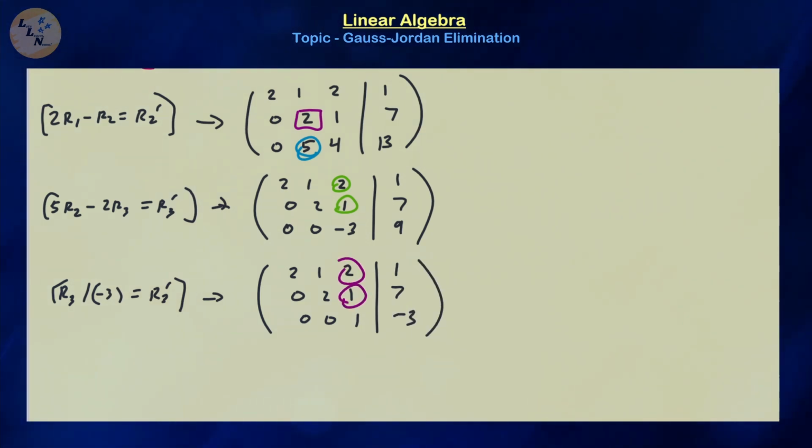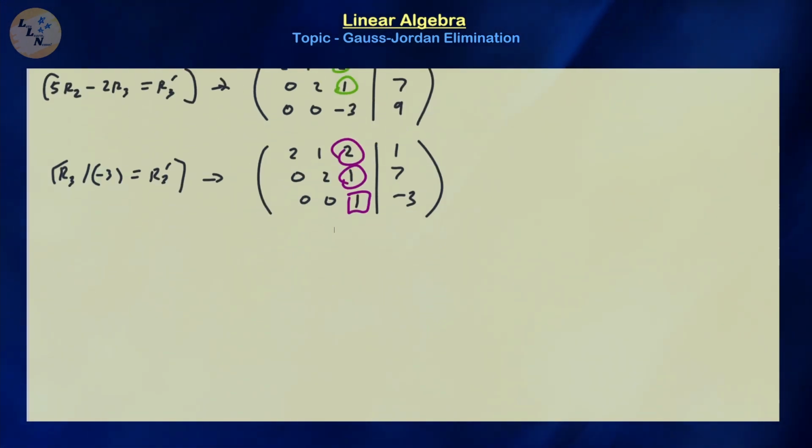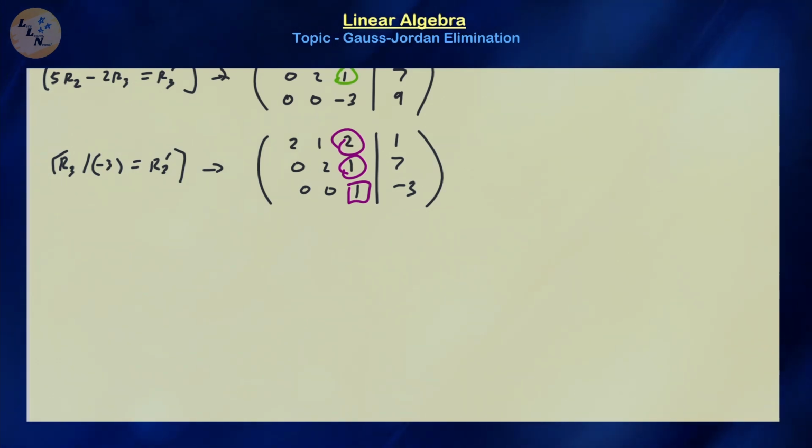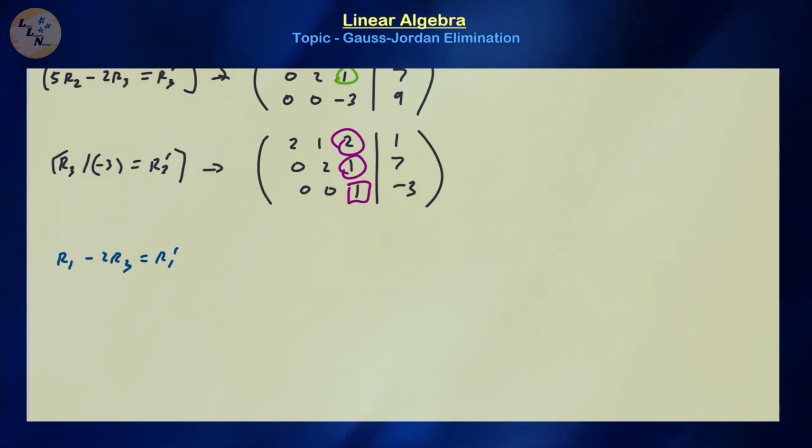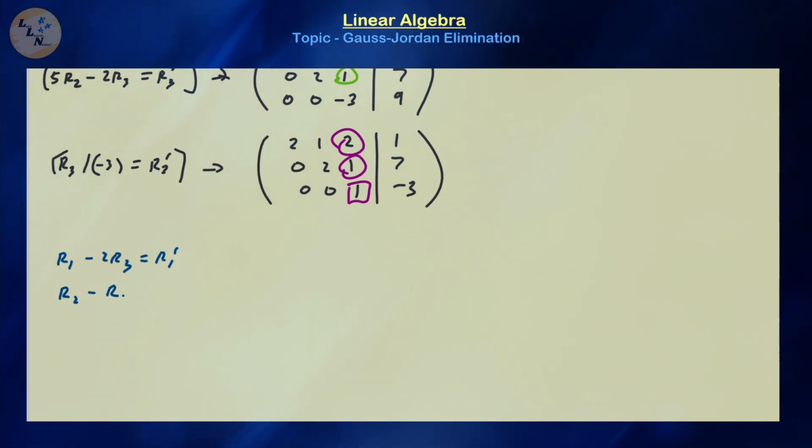Our next focus is going to be that 1 and that 2, and we're going to be using this 1 in the bottom right hand corner in order to pivot around the other 2. So in order to do that, I'm going to be doing row 1 minus 2 row 3, and that's going to give me our new row 1. And for the other, that's actually going to be very easy, row 2 minus row 3, and that's going to give us our new row 2.